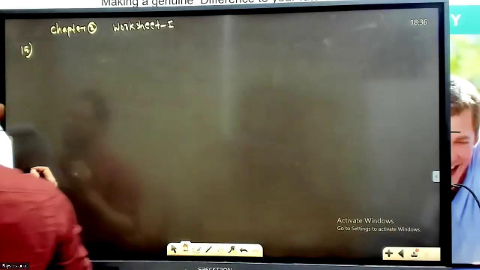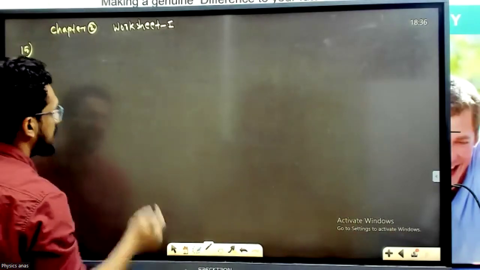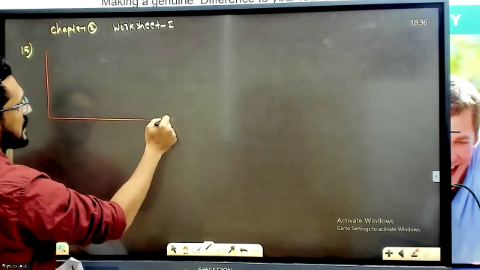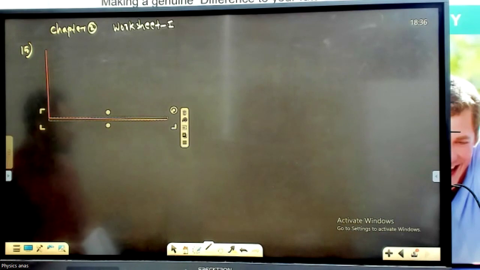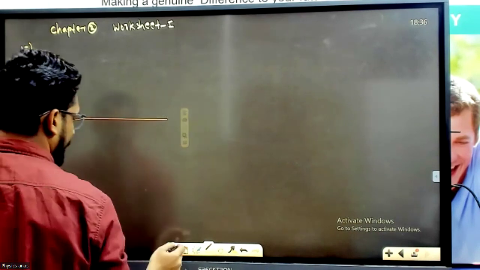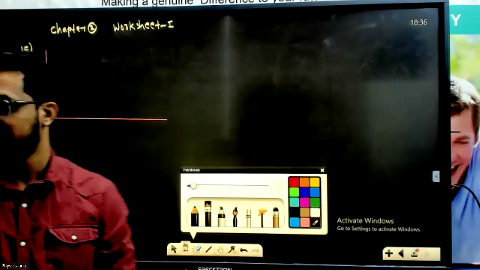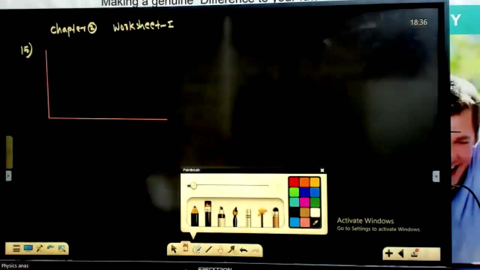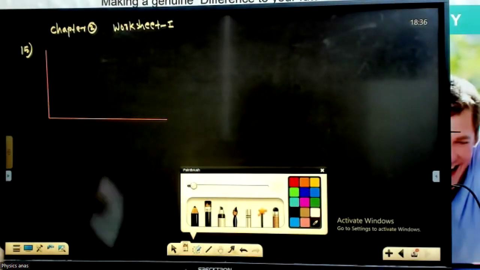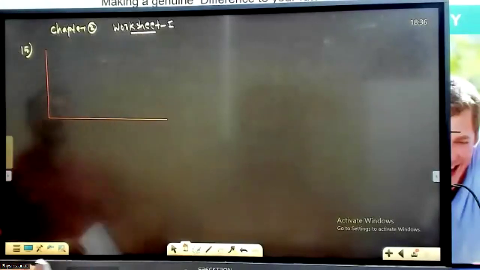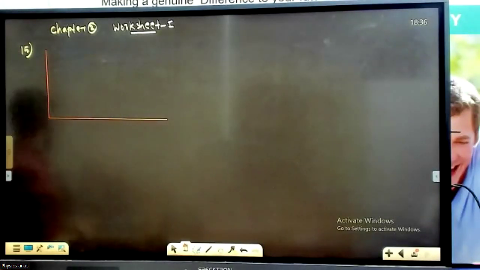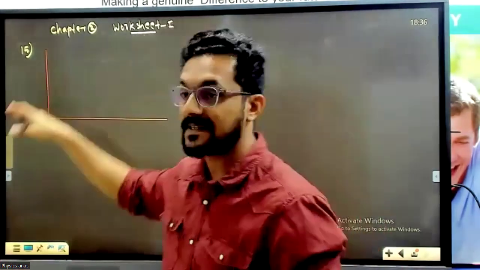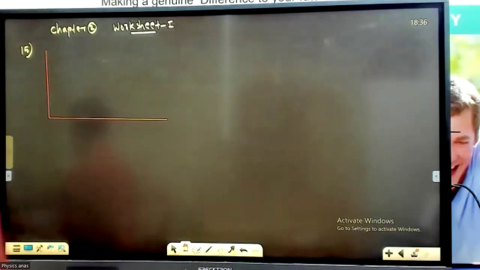This is a displacement time graph in the question. So where will be the displacement? We are doing the first worksheet of this chapter 2, and we are doing question number 50. Give a little space to write that question and we will discuss the answer.